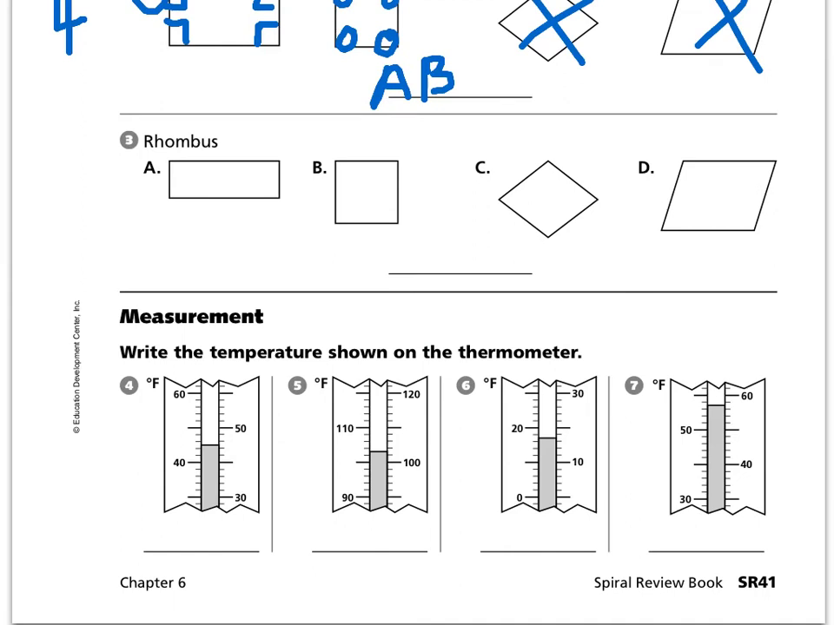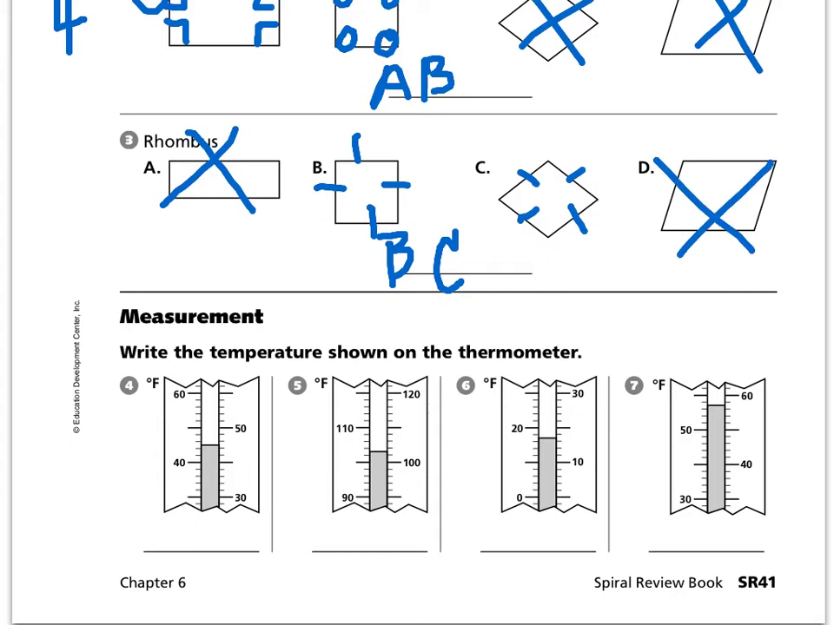A rhombus. Remember, a rhombus has 4 equal sides. Now, I know that letter A is a rectangle, and it's a rectangle that does not have 4 equal sides. Letter B is a square, and a square has 4 equal sides, which means it's also a rhombus. Letter C has 4 equal sides, which means it's a rhombus. Letter D does not have 4 equal sides, so it is not.